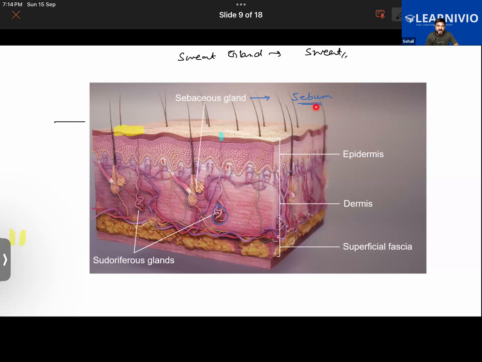Now, when we look at the sebum, it has several functions. It protects our skin from friction, and it also prevents our skin from moisture loss. Getting it? Just imagine if our skin were to be very dry. Due to friction, our skin would be damaged, isn't it?